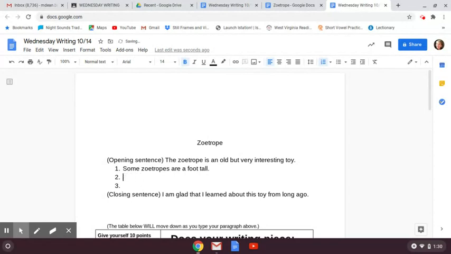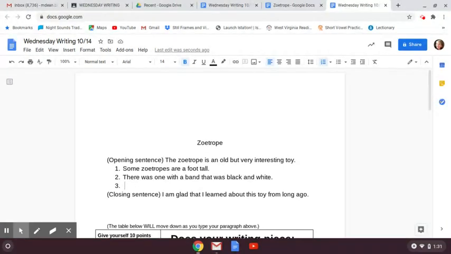And see, guys, if you see one of them start out bold, you saw how dark that was. If you ever see that happen, just click on that B and make it go away, because I've noticed it's happened on several of them. Some zoetropes are a foot tall. There was one with a band that was black and white. So you got to find something that does not start with the, some, there, or I.